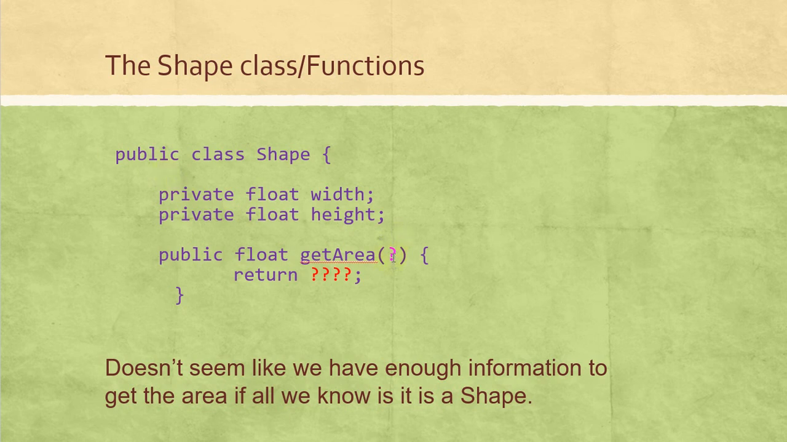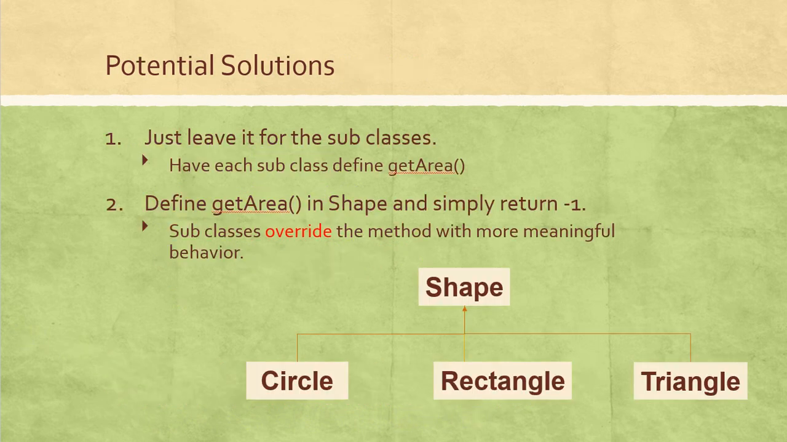We may know about the arguments because we have defined two data members, width and height, so it can accept width and height, but we're not sure about its functionality and its result, so all the shapes may be different. It does not seem like we have enough information to get the area if all we know is that it's a shape, which can be several different shapes. So what is the potential solution for this?